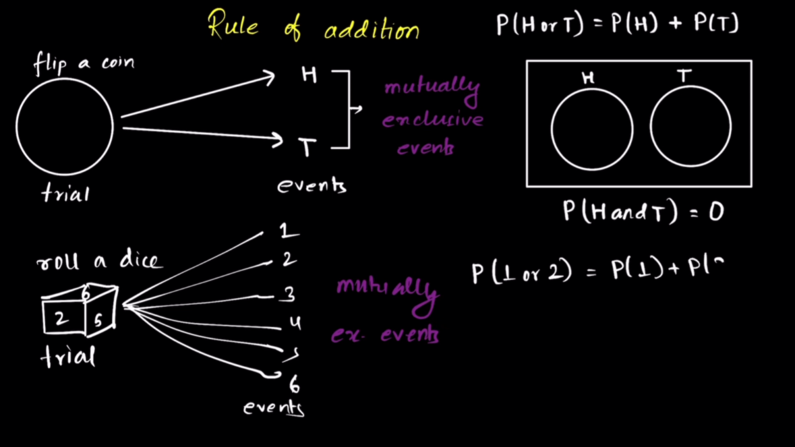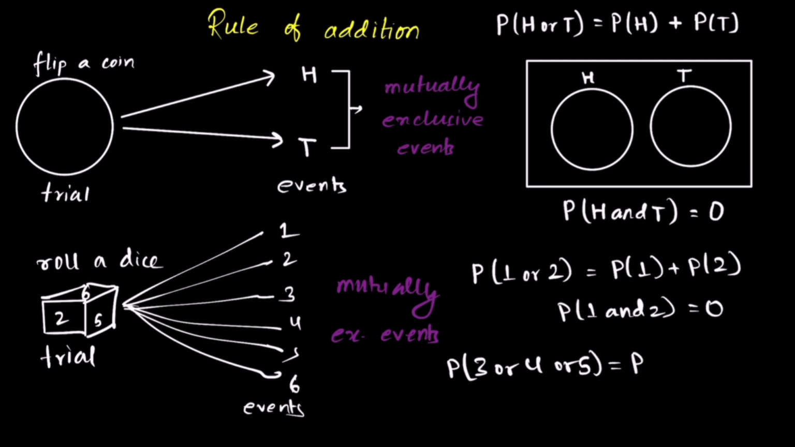So in this case, the probability of getting 1 or 2 is simply equal to the probability of getting 1 plus the probability of getting 2, because the probability of getting 1 and 2 at the same time is 0. Again, the probability of getting 3 or 4 or 5 is equal to the probability of getting 3 plus the probability of getting 4 plus the probability of getting 5, because you are never going to get 3 and 4 and 5 at the same time.